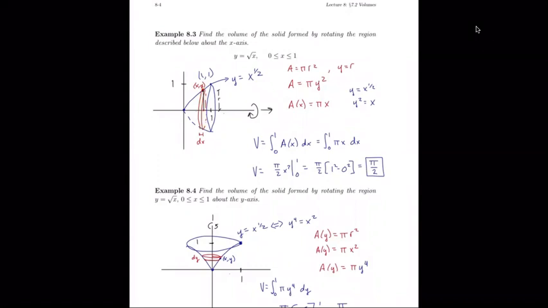So let's look at this example. Find the volume of the solid formed by rotating the region described below about the x-axis. The key word is rotating a region around an axis. So we're rotating about the x-axis. This is our region, y equals square root of x between 0 and 1. So this is the curve y equals square root of x. This is 0, this is our value of 1. So the solid we're actually interested in is this one.